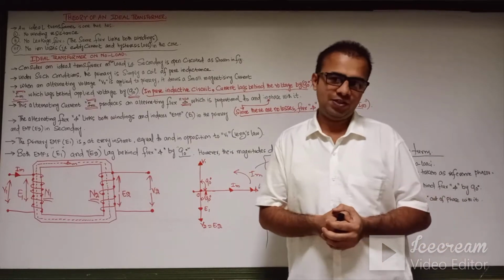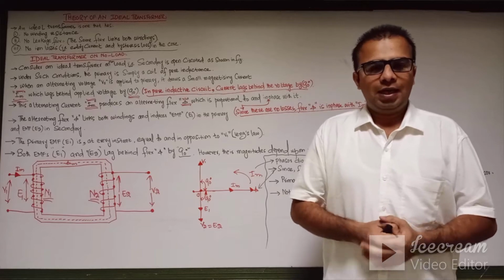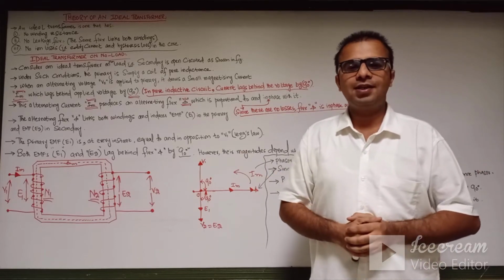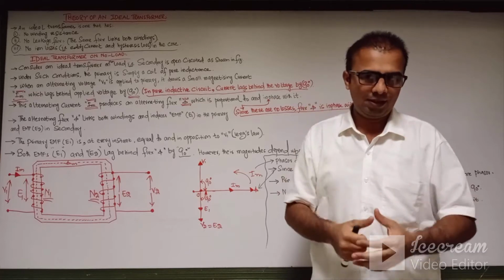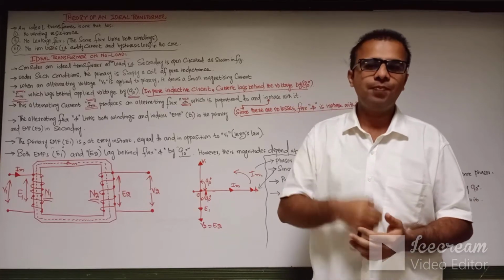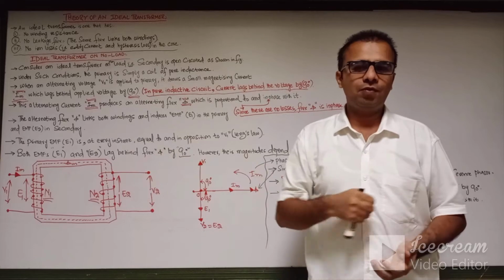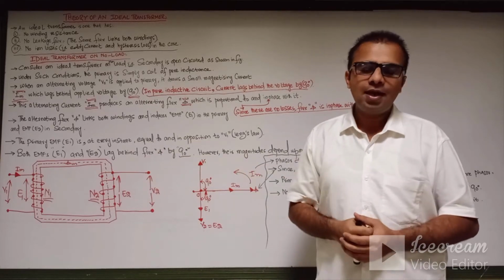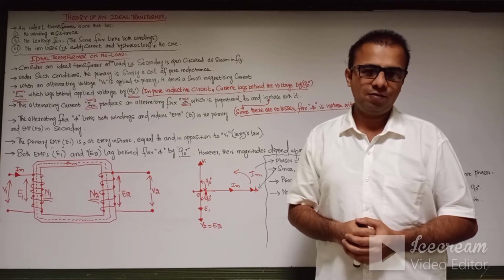Today's lecture is on the ideal condition of a transformer. Already we have discussed in the previous lectures what a transformer is. A transformer is a static electrical machine which is used to raise or lower the voltage, with a corresponding decrease or increase in the current, at constant power and constant frequency.